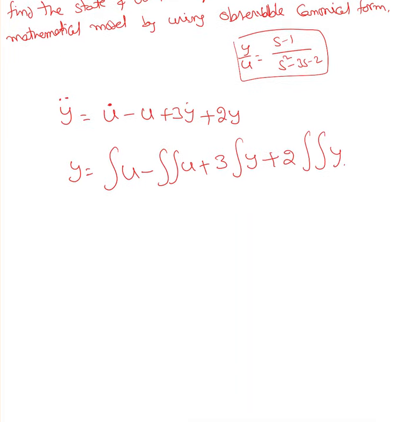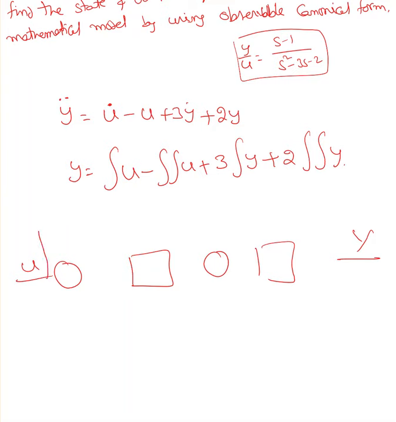Now I'm going to draw the simulation diagram. Remember, there are two integrals, so there are two boxes. That is our y, here is our u. Now, to reach y, u has to pass through one integral. That's good. And then u has to pass through two integrals, but it is negative.